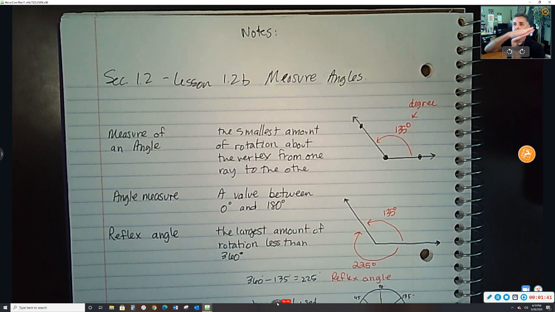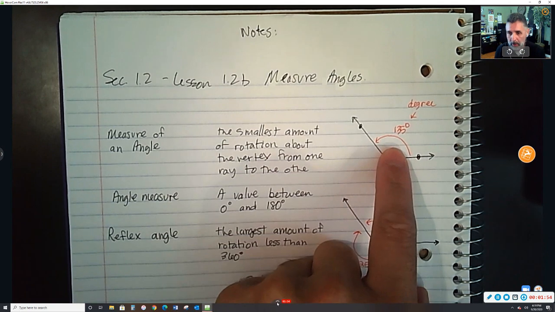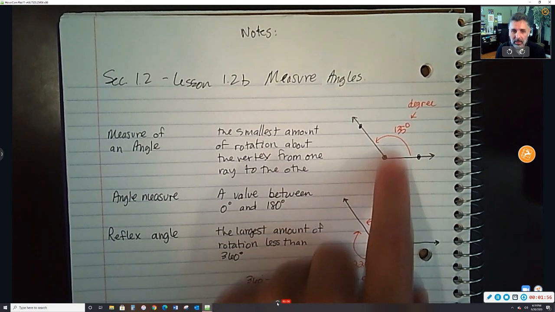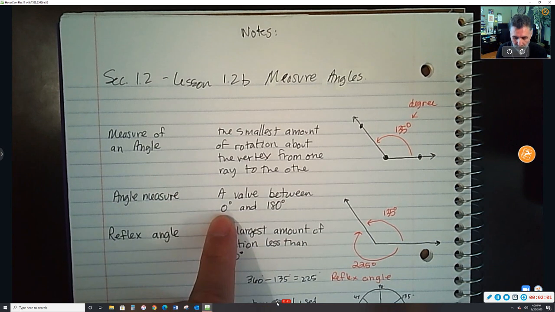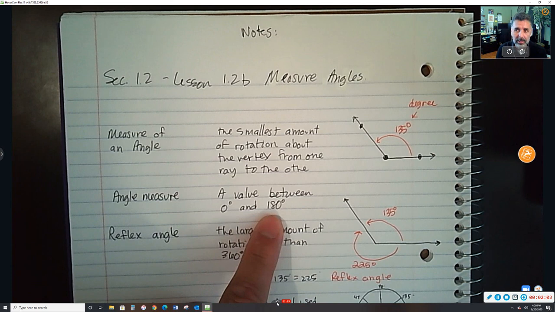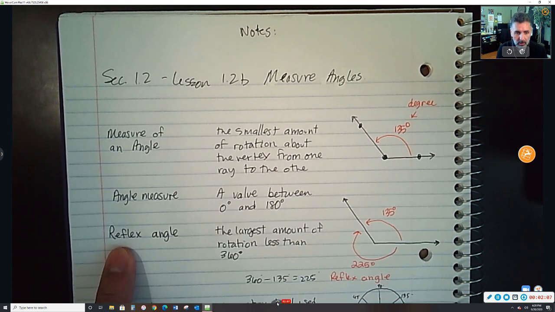We're measuring how much it rotates, opens up like this. Again, it's measured in degrees. This one right here would be right around 135 degrees. Angle measures are always a value between 0 and 180 degrees. Anything bigger than that is actually called the reflex angle.